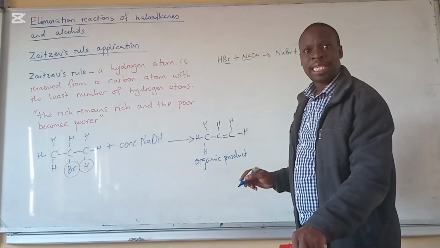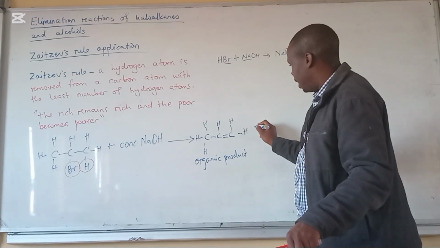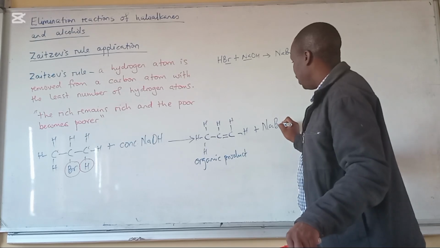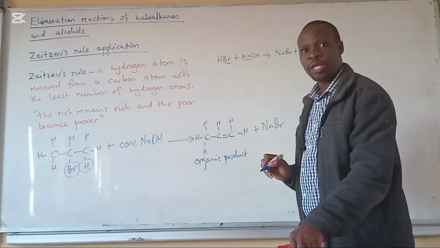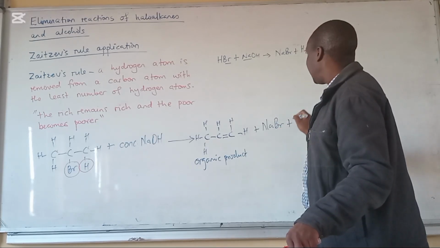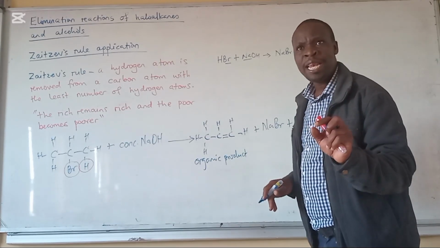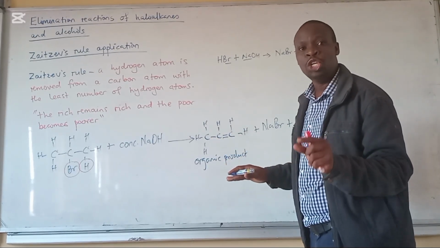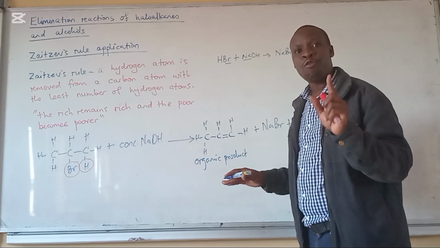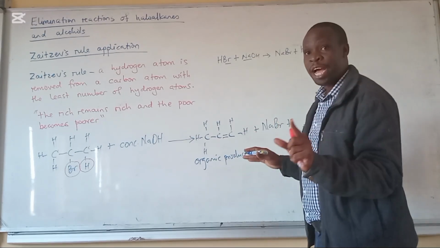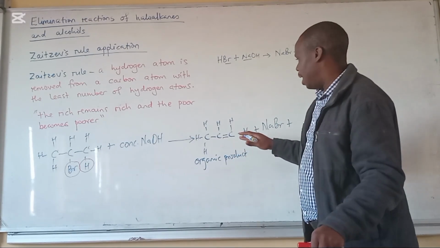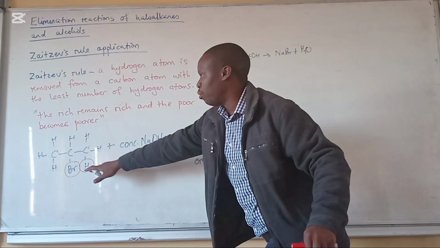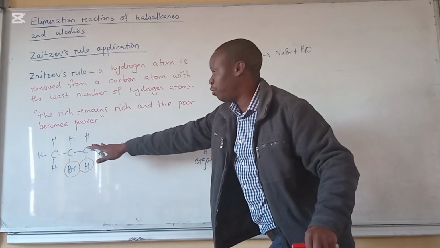Right, so the second product here will be our salt, NaBr, sodium bromide, plus water. Normally when examiners ask you questions, they'll ask you to write the equation using the structural formulae. If we are using structural formulae, like what I've done here, 2-bromopropane, I've used structural formulae.